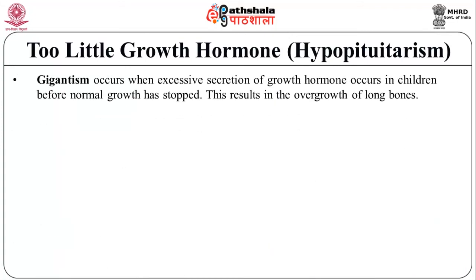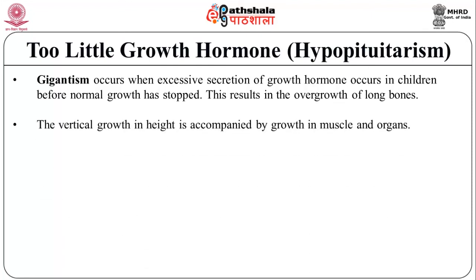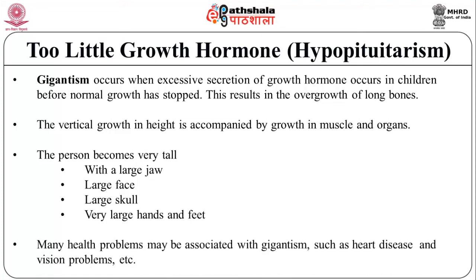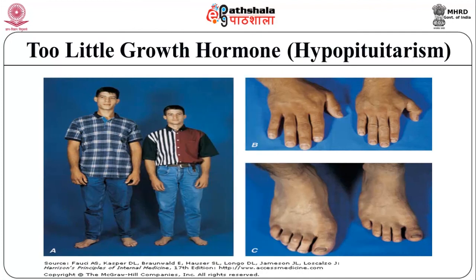Gigantism occurs when excessive secretion of growth hormone occurs in children before normal growth has stopped. This results in the overgrowth of long bones. The vertical growth in height is accompanied by growth in muscles and organs. The person becomes very tall with a large jaw, large face, large skull and very large hands and feet. Many health problems may be associated with gigantism, such as heart disease and vision problems. The picture illustrates a normal individual with that of a person suffering from gigantism.